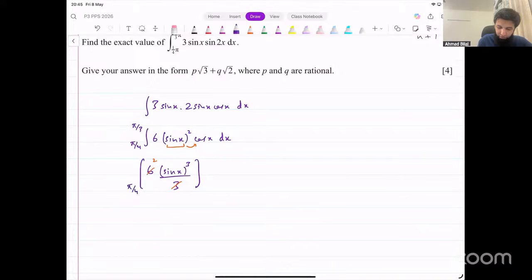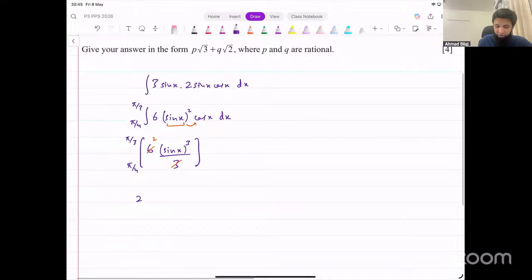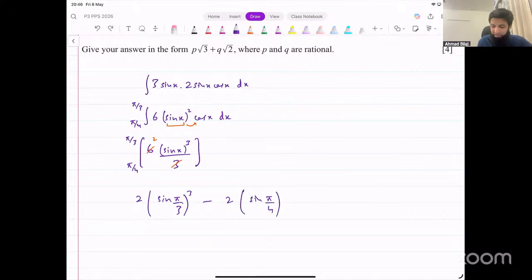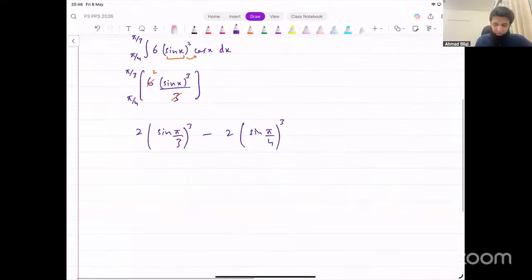Now we just have to input those limits. Okay, input the limits: 2 into sine x whole cube. That means 2 into sine pi over 3 whole cube minus 2 into sine pi over 4 whole cube. Now, since we want an exact answer, do not write down the answer directly. You need to show working for this. Do not write down the answer directly. Okay.